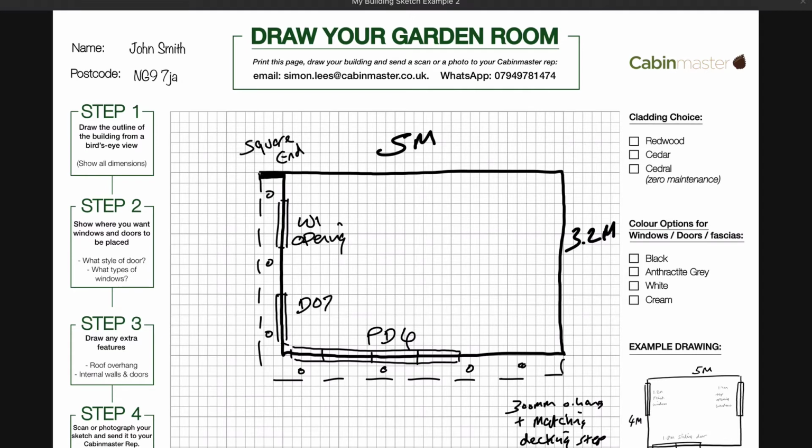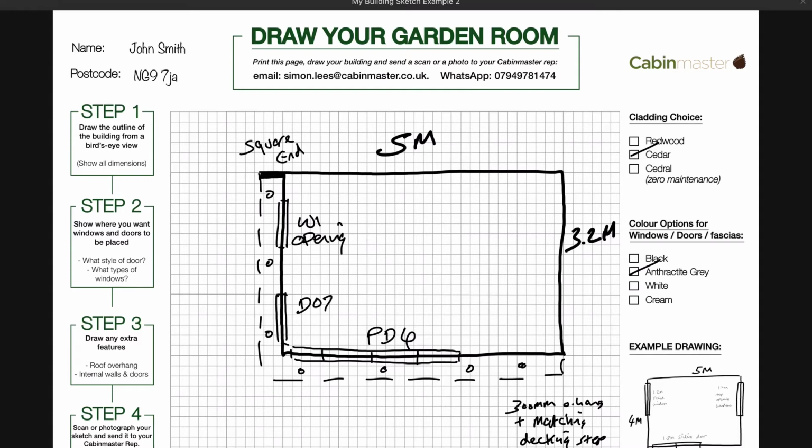Before we go to step 4 and photograph this and send it across to your cabin master rep, we need to choose the options on the right hand side. So I want this building to be in cedar, and I want it to have anthracite grey windows and doors. So the next step is to take the photograph of this or scan it and then send it along to your cabin master rep. So the details for your rep will be on the top of the sheet that you've downloaded from their email.